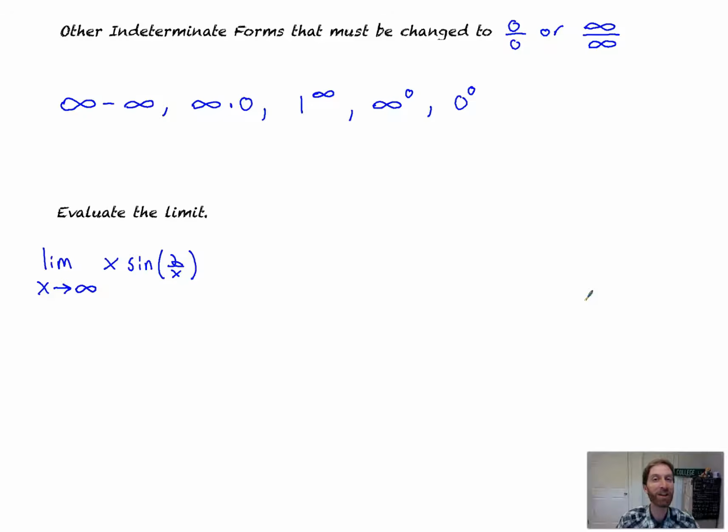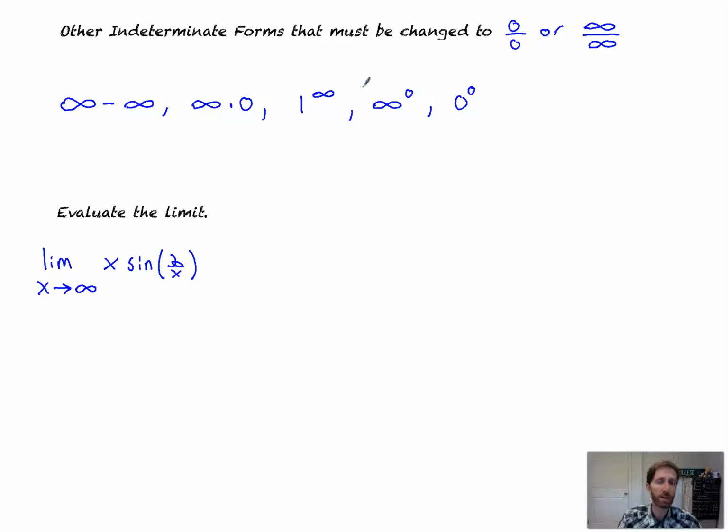Okay, here we go into other indeterminate forms for L'Hopital. What? There's more than just 0 over 0, infinity over infinity? It's a whole bunch of them, actually. We've got forms infinity minus infinity. That's considered indeterminate. Infinity times 0, that's indeterminate. And then 1 to the infinity, infinity to the 0, and 0 to the 0 are all indeterminate forms.